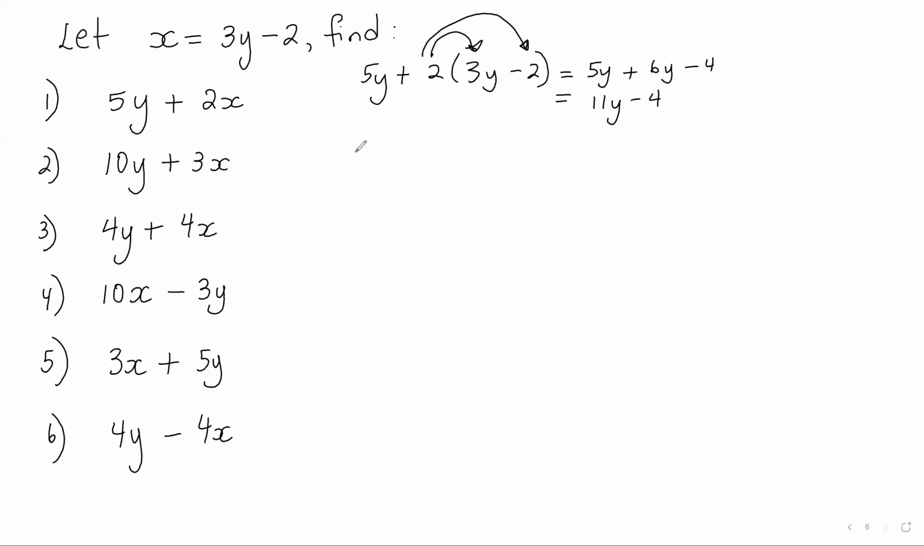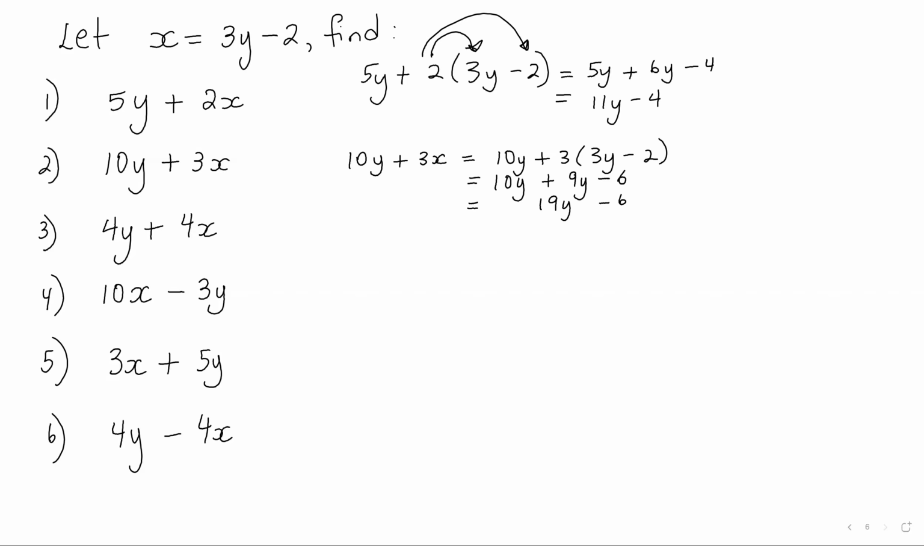Number 2, we have 10y plus 3x. So again, you're replacing x with the 3y minus 2. So that would be 10y plus 3 times, sorry, 3 times 3y minus 2. So that would give me 10y, 3 times 3y, which is 9y, and then 3 times minus 2, which is minus 6. So that gives me 10y plus 9y, which is 19y minus 6.